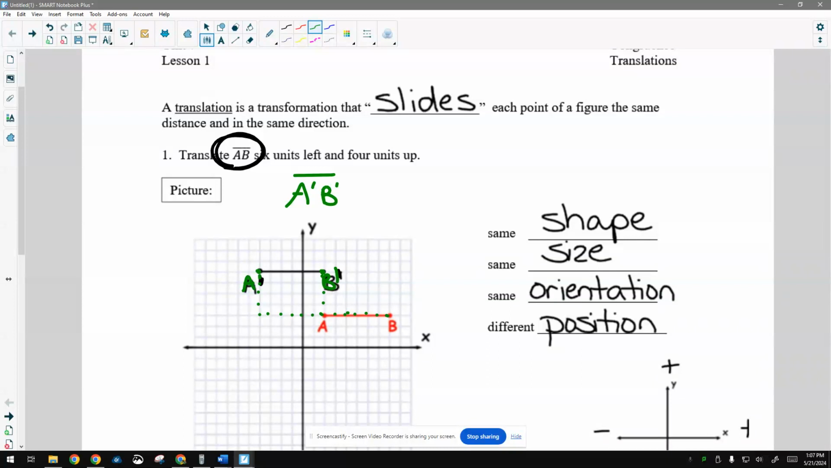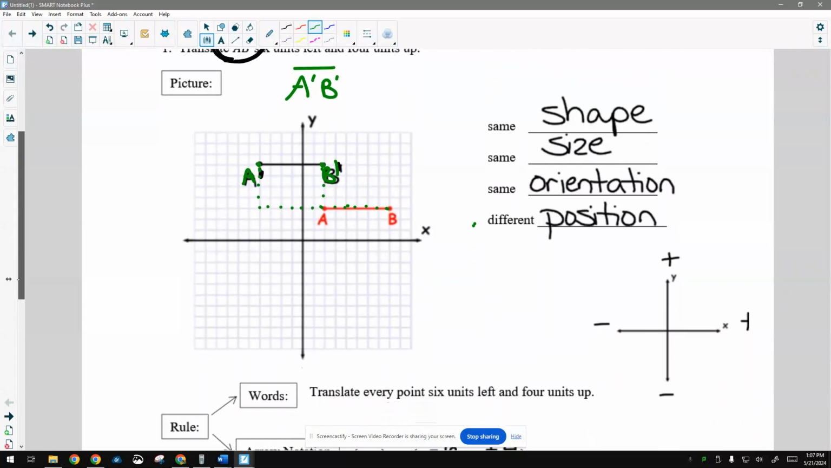Yeah. Is the size the same? Is the orientation the same? Left to right. Do I read A, B? Yeah. How about the position? No. So you only have a different position when you're talking about a translation. Everything else maintains, and that's how you do it.